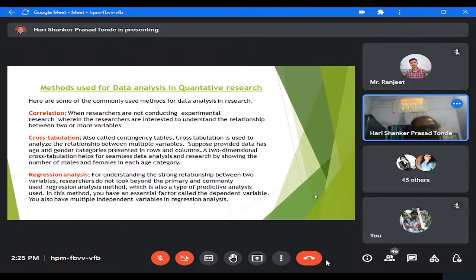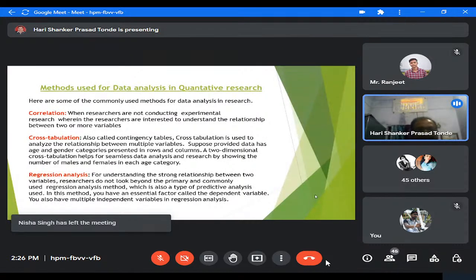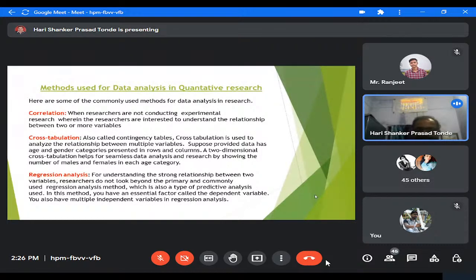Regression analysis. For understanding the strong relationship between two variables, researchers do not look beyond the primary and commonly used regression analysis method, which is also a type of predictive analysis. In this method, you have an essential factor called the dependent variable. You also have multiple independent variables in regression analysis.